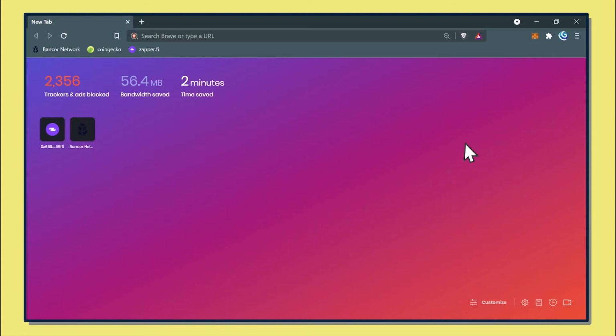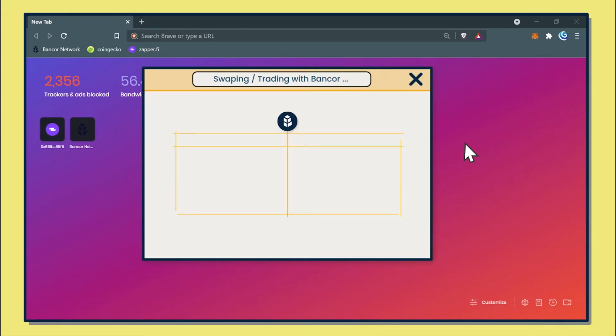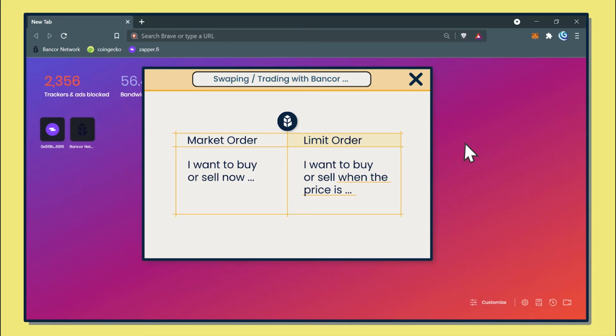Today I would like to introduce you to the limit order function. With Bancor you have two different possibilities to make a swap. Our well-known normal swap made at the current market price, it's a so-called market order, or you also have the possibility to make a swap with a limit order, which is a little bit different because you can set your sell or buy price as you like.